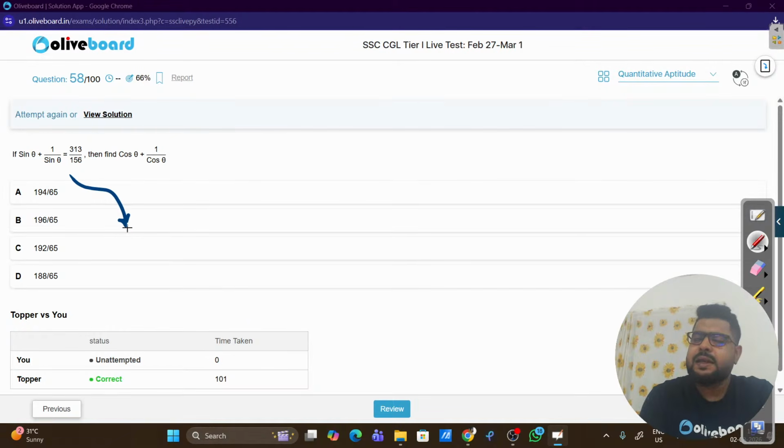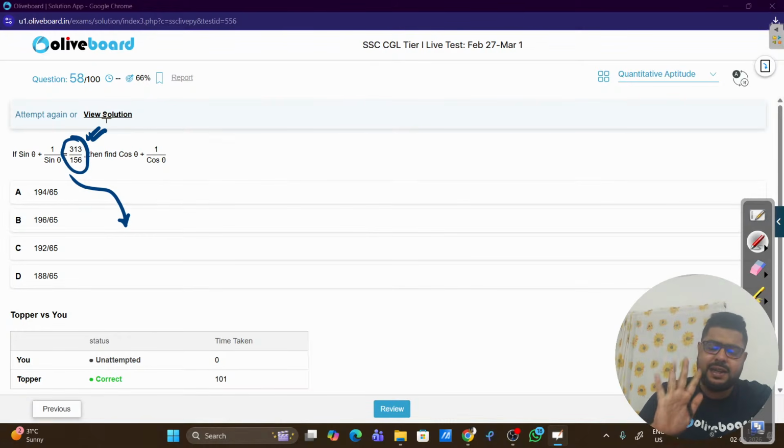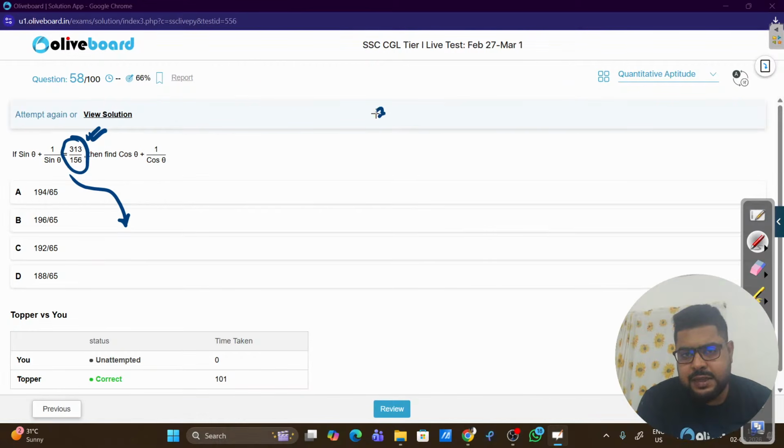Now, again, sine. Whenever you see data like this, wait a second and come back. Sine, and this is 1 by sine, reciprocal. Try to figure out whether it can be written in some other way. Try to figure out whether this 313 divided by 156 can be written as x plus 1 by x.